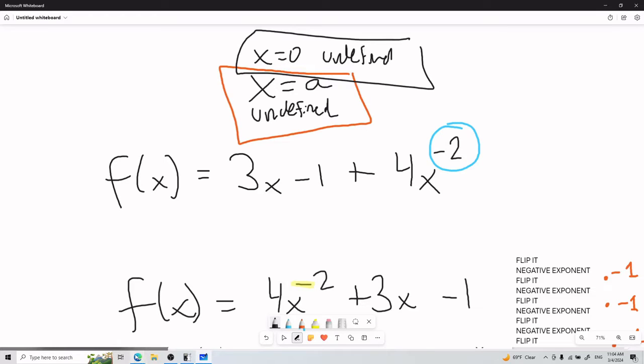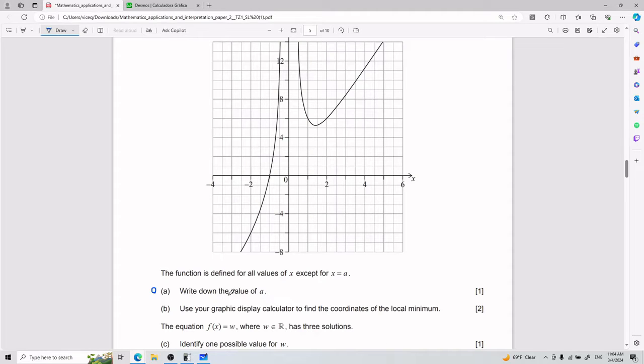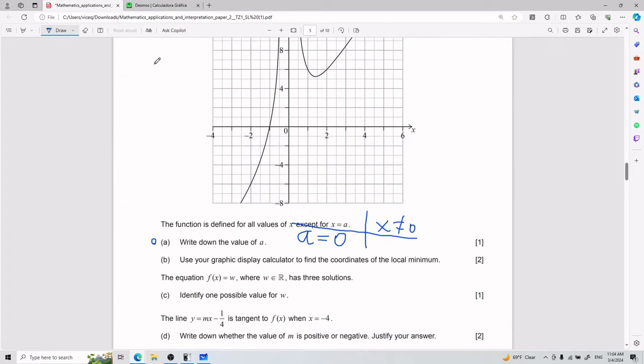So, that was a little bit of a long introduction to this exercise, but I think that's fine. A equals 0 because x cannot equal 0. See, you can understand it this way if you'd like. X cannot equal 0, so what undefines it? A equaling 0. See? It's the same idea. Alright, so that is part A.